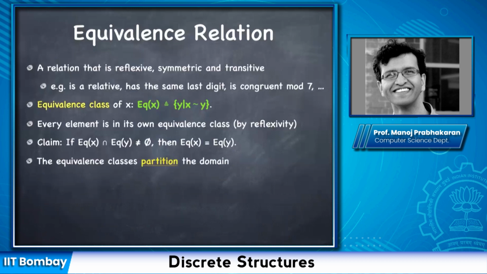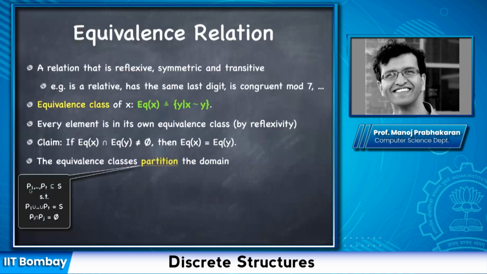All right, so that is a quick, simple argument to prove the claim that if equivalence classes overlap, then they have to coincide. And these two things together tell you that equivalence classes form a partition of the domain S. Okay, so what is a partition?